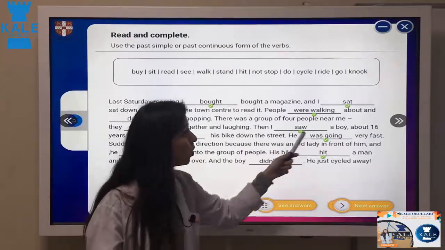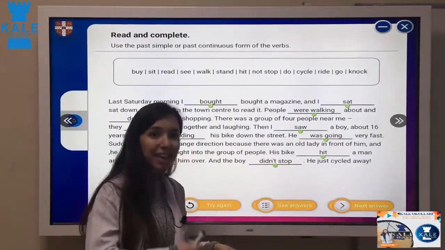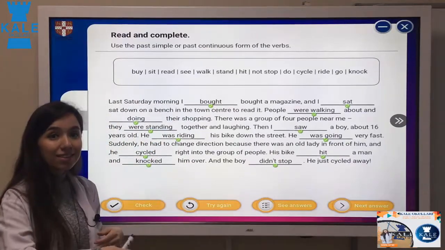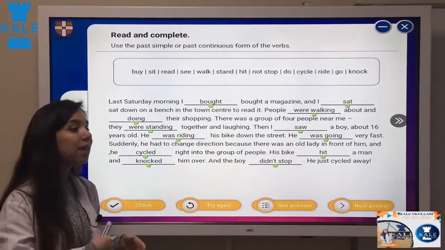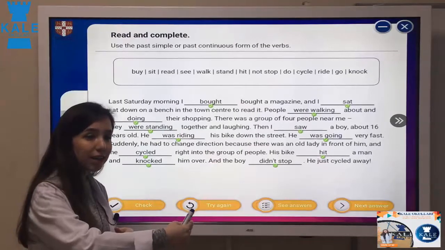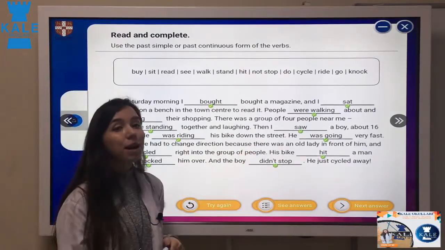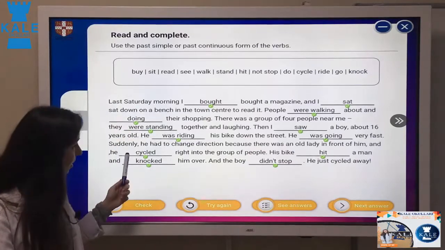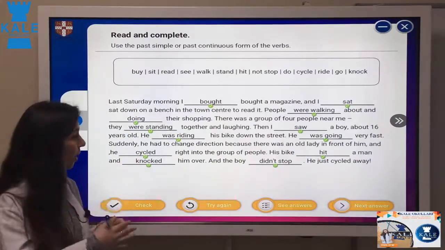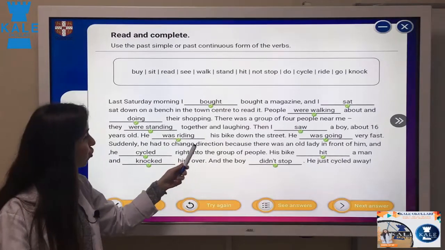And he was going very fast. He was riding. He was going very fast. Yes, again past continuous, because at the time that he was riding, we said he was riding very fast. He was going very fast. Again past continuous. Suddenly, after that riding, what happened? He had to change direction.